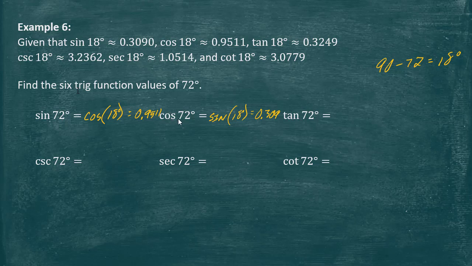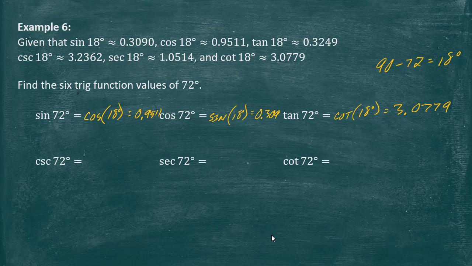So every single one of these you hopefully can see, okay, if I have tangent of 72 degrees, that should match the same as cotangent of its complement, 18 degrees, because they're cofunctions. And it provided me cotangent of 18 degrees was this 3.0779, so the value of tangent of 72 degrees also should be 3.0779.